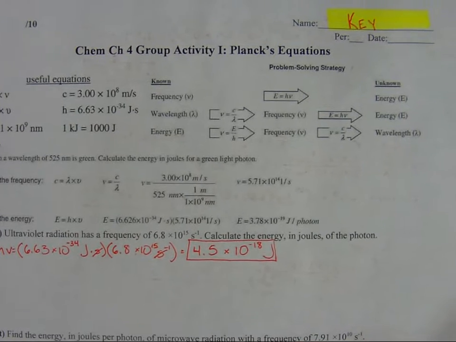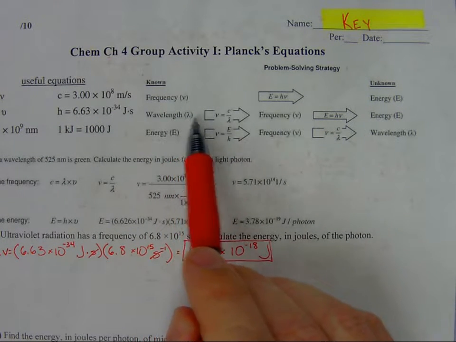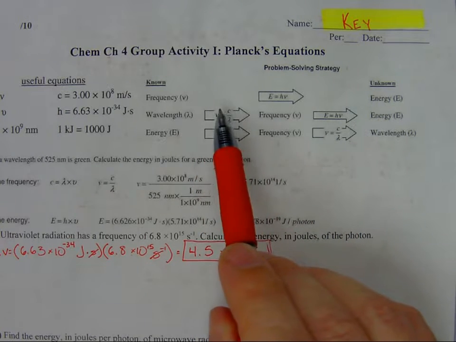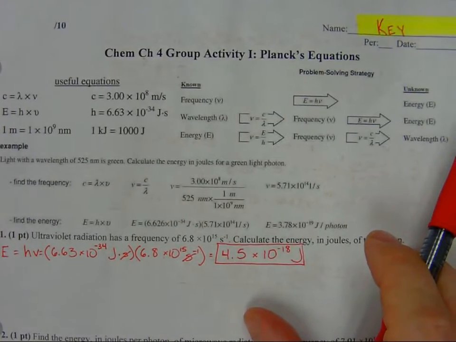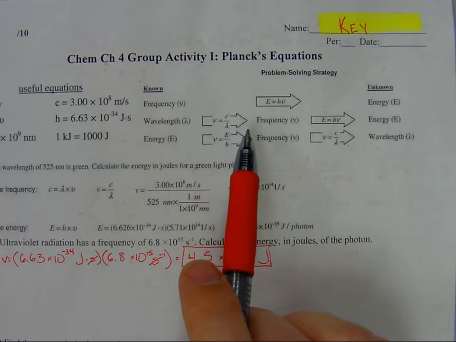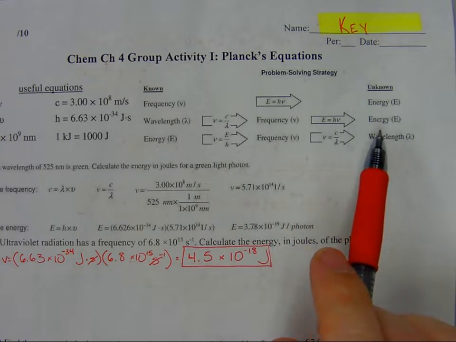So again, over here in the problem solving strategy, if your known is wavelength and the unknown is energy, notice that this is a 2-step problem. We're going to use this first equation right there. We're going to solve for frequency. That's why it's rearranged like that. We'll get frequency. Then we can plug that frequency into this equation and solve for energy.